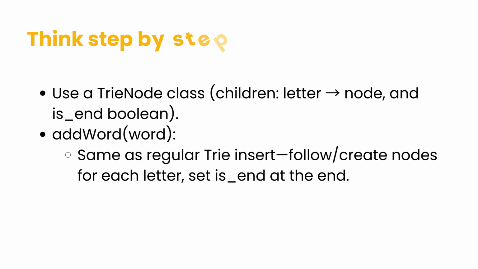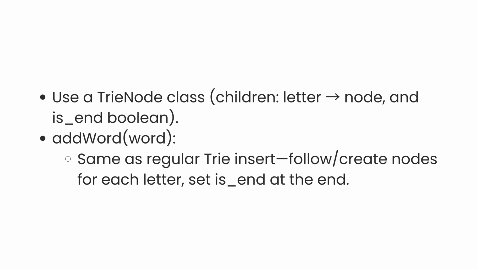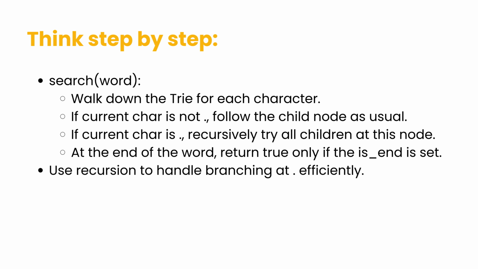Think step by step. Use a TrieNode class with children, a letter-to-node map, and an is_end boolean. Add word: same as regular trie insert, follow or create nodes for each letter, and set is_end at the end. Search word: walk down the trie for each character. If the current char is not a period, follow the child node as usual. If the current char is a period, recursively try all children at this node. At the end of the word, return true only if is_end is set. Use recursion to handle branching at period efficiently.